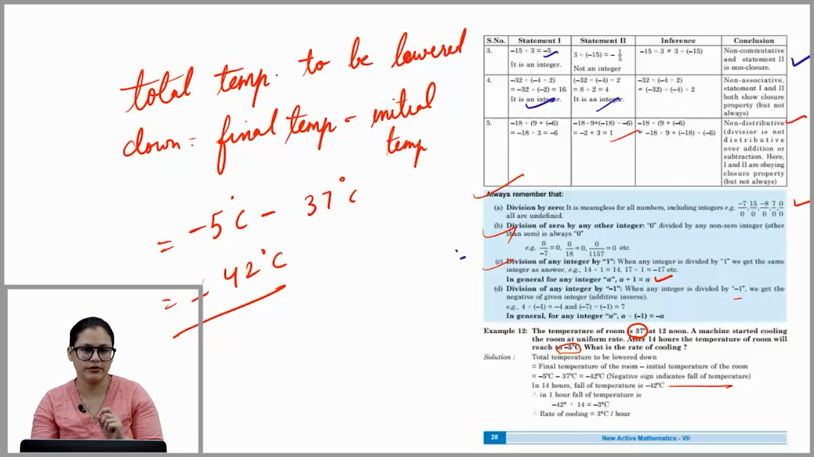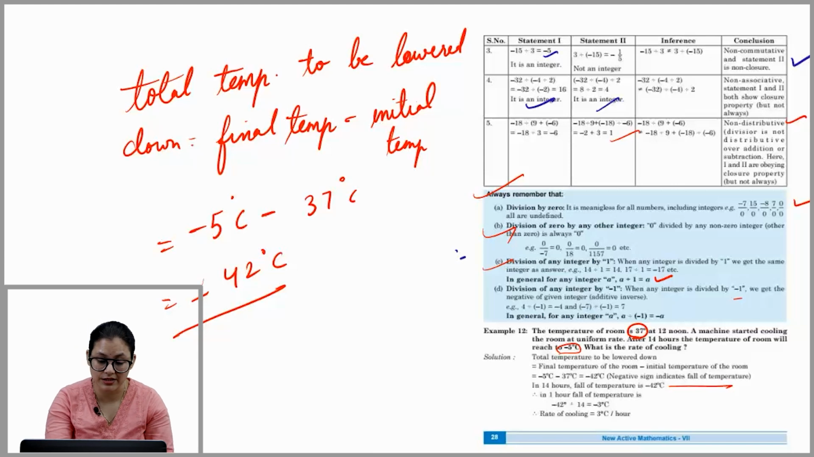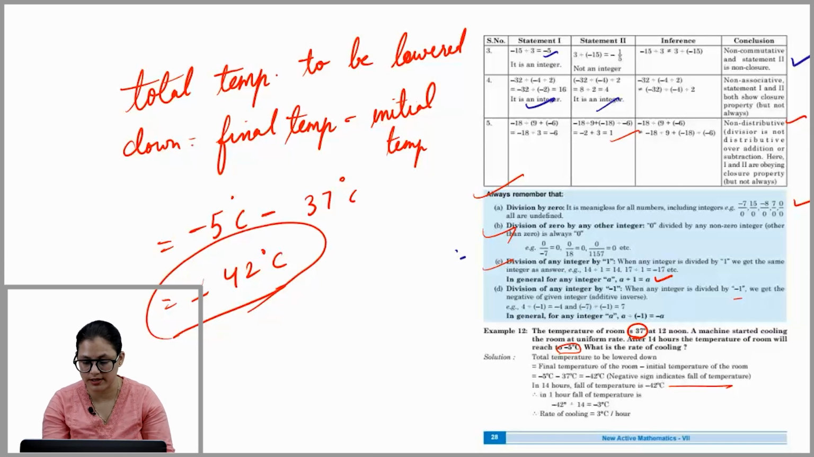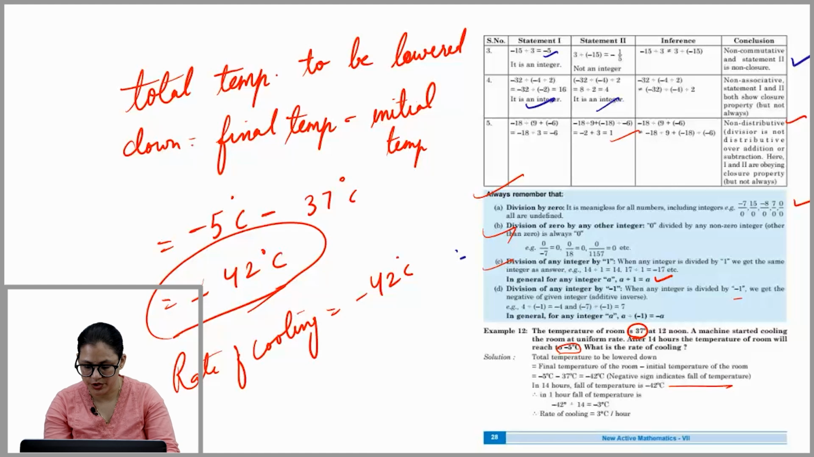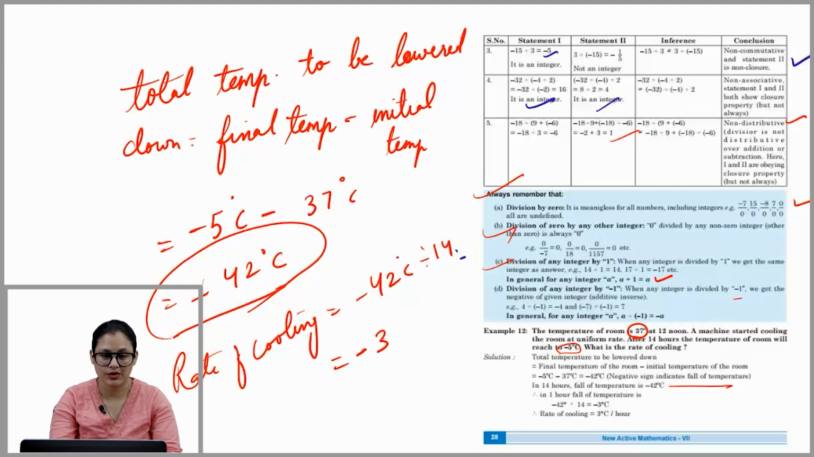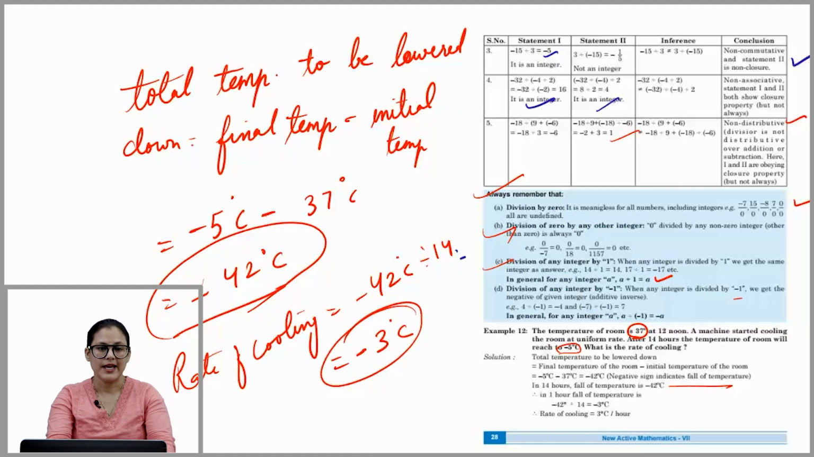Now, in 14 hours, the fall of temperature is minus 42 degrees Celsius. 14 hours are given here, so you have to find the rate of cooling. Rate of cooling: you will divide this temperature by 14. So, minus 42 divided by 14 is minus 3. That is, the rate of cooling is equal to 3 degrees Celsius per hour, right?